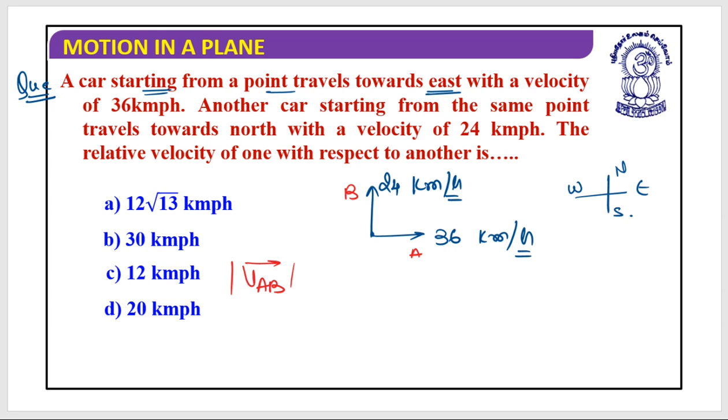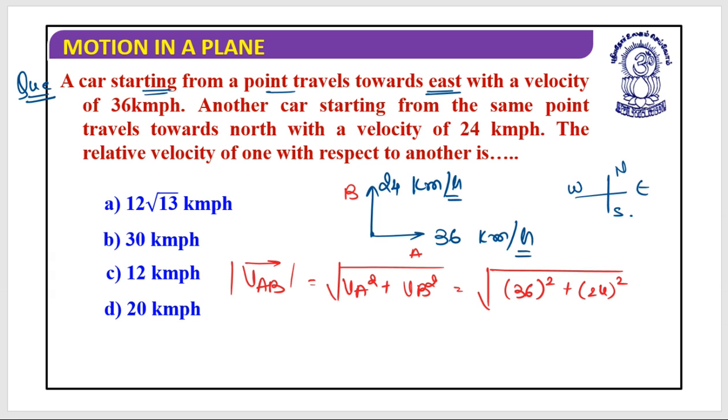The relative velocity of A with respect to B can be given as under root of VA square plus VB square. So that is equal to root of 36 square plus 24 square. You can easily add this and calculate this. I hope these things are clear. Is it clear? Now, shall I add something to this question? So let's add it up.